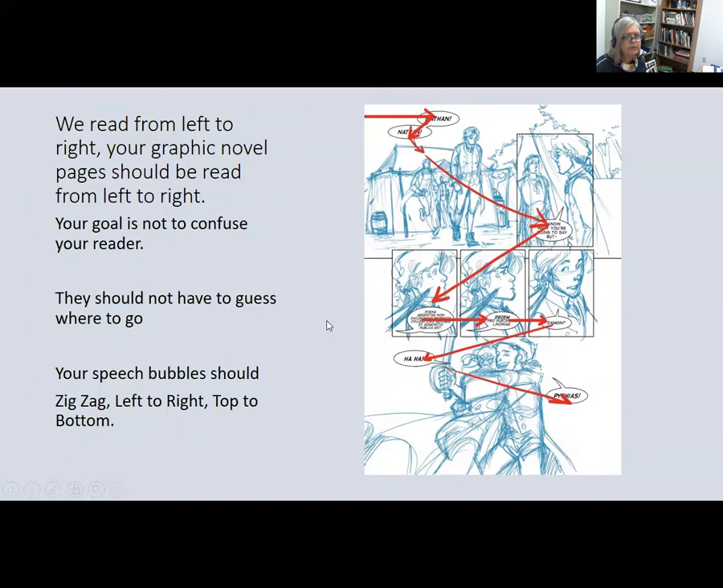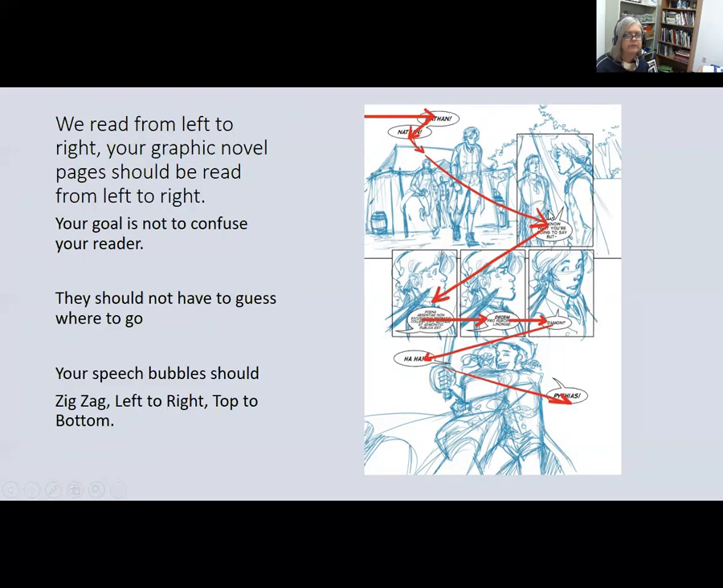So one of the things that helps do that is the placement of the speech bubble. So this is up higher, this is down lower, this leads you to here, this leads you to here, this leads you to here, this leads you to here. And part of what's leading you in the direction you want to go in this zigzag direction is the placement of the tail on the speech bubble. And I'm going to show you this in more detail in just a minute.